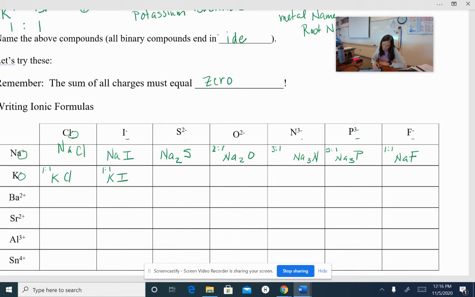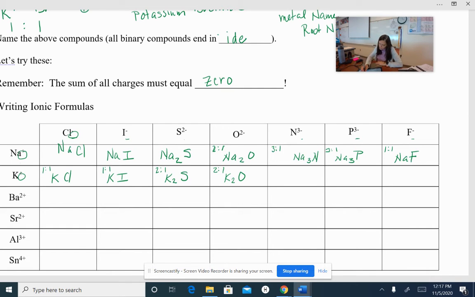Potassium iodide. Potassium is a +1. Sulfur is a -2. So my least common multiple will be 2. So that means I'm going to need 2 potassiums and 1 sulfur. So K2S, potassium sulfide. Okay, oxygen is also a -2. So my least common multiple will be 2. So that means I need 2 potassiums and 1 oxygen, so potassium oxide.